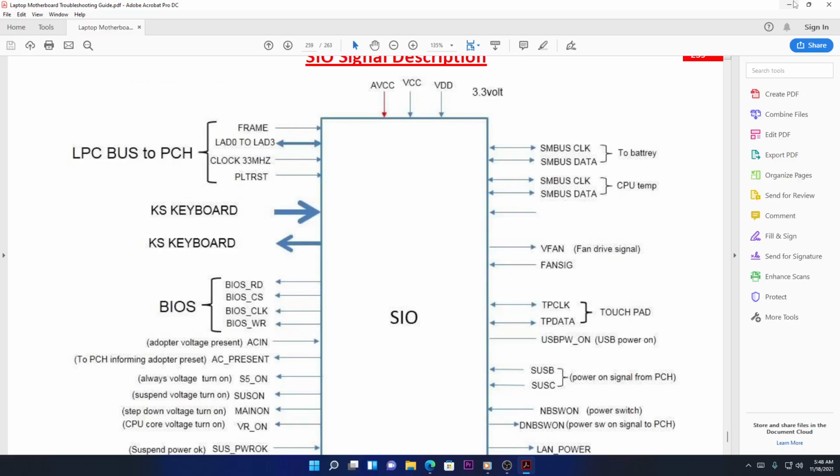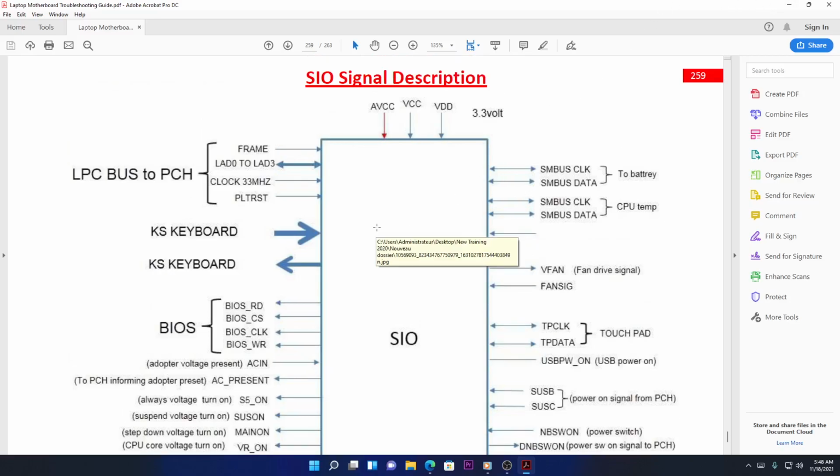Anyway, we have a startup chip today. So here in this video, I'll make sure that you understand all the necessary pins from the startup chip. Whenever you are diagnosing a laptop, especially a startup chip or a super IO chip, from now on, you will be able to measure and check all the necessary pins from the startup chip. Let's go ahead. Let's see what we have.